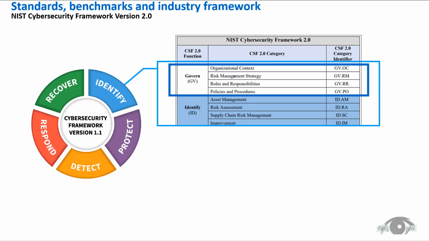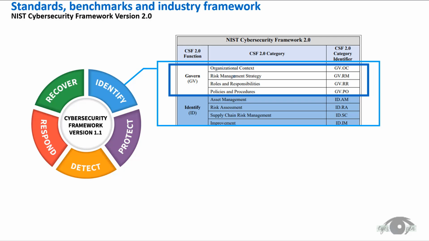Roles and responsibilities, gv.rr, which state that cybersecurity roles and responsibilities should be coordinated and aligned with all internal and external stakeholders to enable accountability, performance evaluation, and continuous improvement. Policies and procedures, gv.po, which state that organizational cybersecurity policies, processes and procedures should be established and communicated.